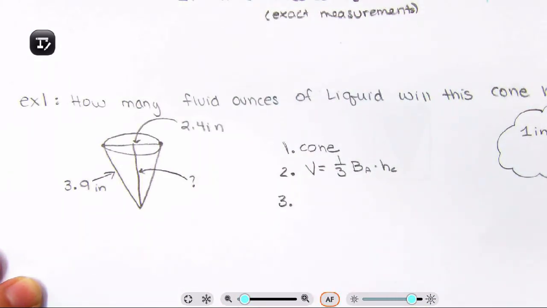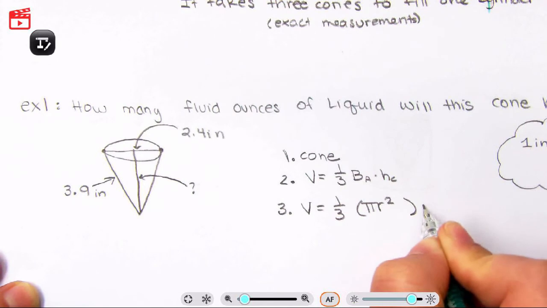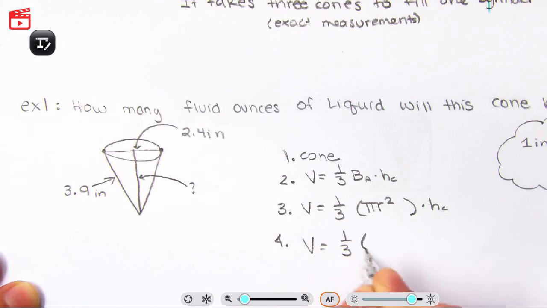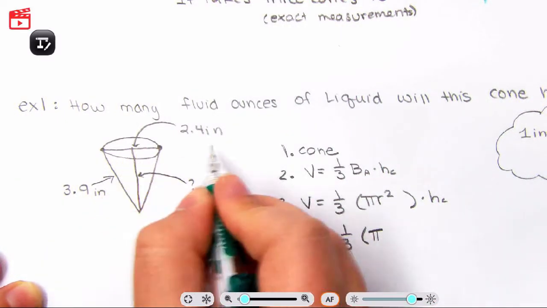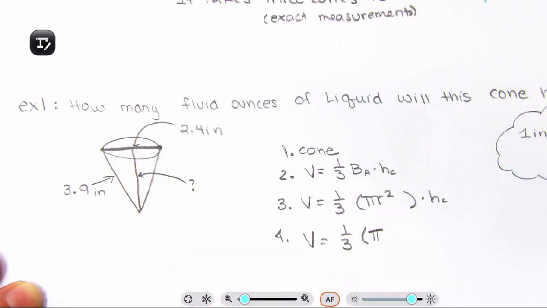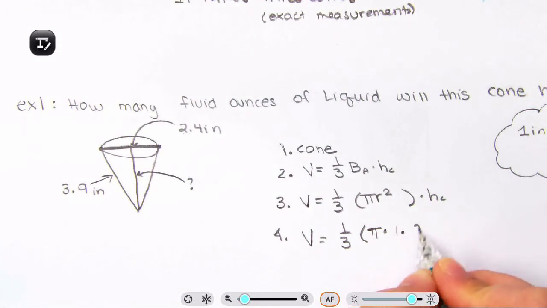Step number 3, volume is equal to 1/3 area of the base, that is pi r squared, times the height of the cone. Step number 4, volume is equal to 1/3. Now, if you don't have to do these steps, you don't do these steps. If you want to jump in, go for it. Okay, pi r squared. Pi, what is the radius? Well, here they tell us that the diameter is 2.4. So we know that the radius should be half of that. So the radius is what? What is half of 2.4? And that is 1.2. And we're going to square that value.